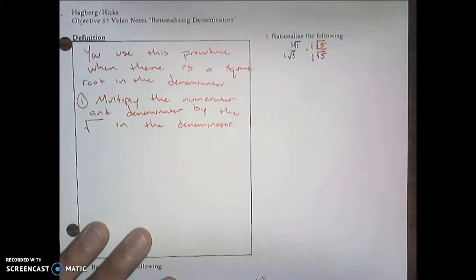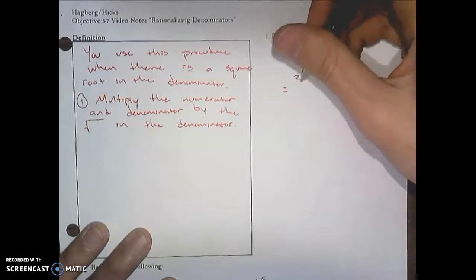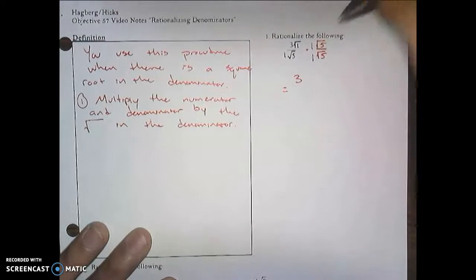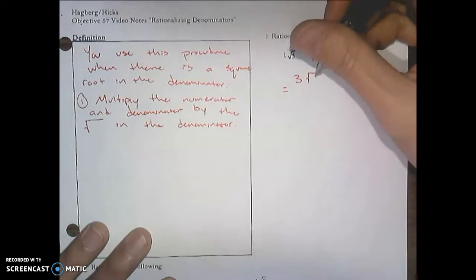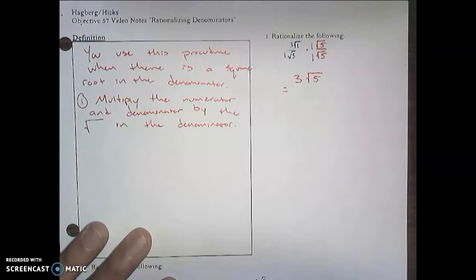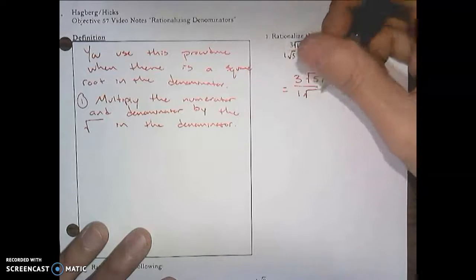So let's go ahead and multiply that out. On the top, we have 3 times 1 is 3. We have the square root of 1 times the square root of 5 gives us the square root of 1 times 5, which is 5. On the bottom, we have 1 times 1 is 1, and then 5 times 5 is 25.